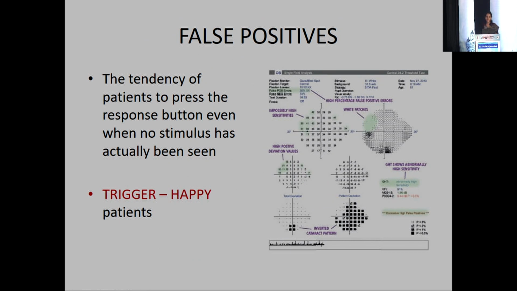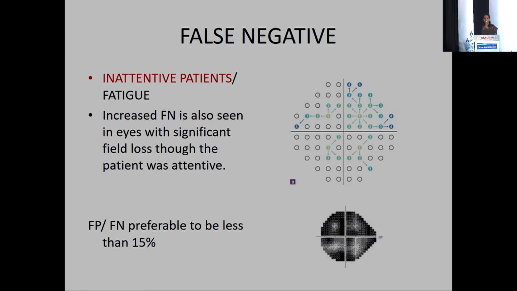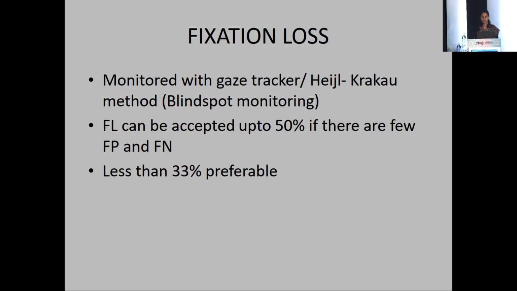False positive is the tendency of the patient to press the button even when no stimulus is seen or when it's very unlikely to be seen. We call them trigger-happy patients. False negative is seen in inattentive patients or in patients with fatigue. Increased false negative is also associated with eyes with significant field loss, though the patient is attentive. So false positive or false negative is preferable to be less than 15%. Fixation loss is preferable to be less than 33%.